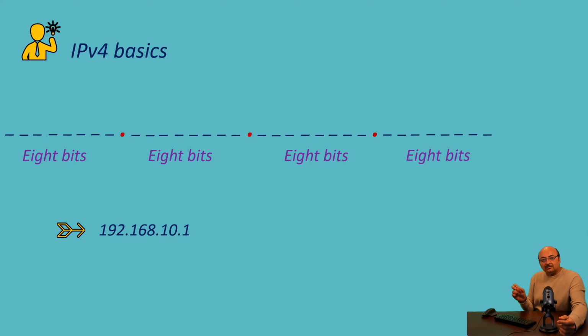If you look at the second byte, or the second octet, the value is 168. Again, it is between 0 and 255. The third octet, the value is 10. Again, it lies between 0 and 255. And then the last octet is 1, which again is valid because it falls under the range of 0 to 255.